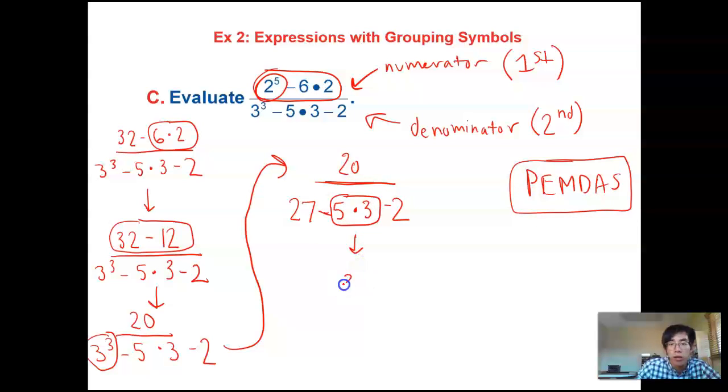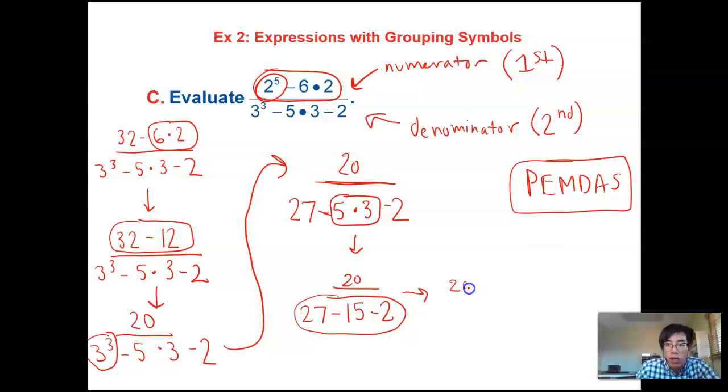Let's go down. 20 over 27 minus 15 minus 2. 5 times 3 is 15. Now I can add or subtract. I see subtraction all the way, so I'm going to simplify this bottom portion right there. That's going to give me 20 over, and if I do all of that, it's going to give me 10.